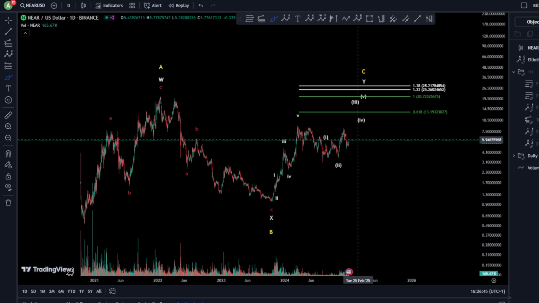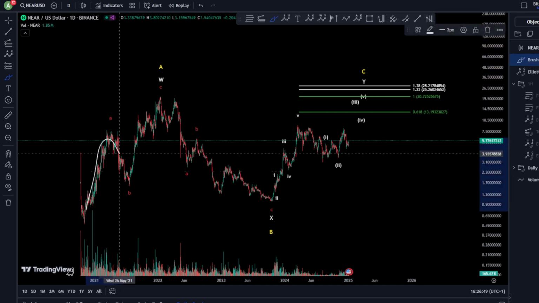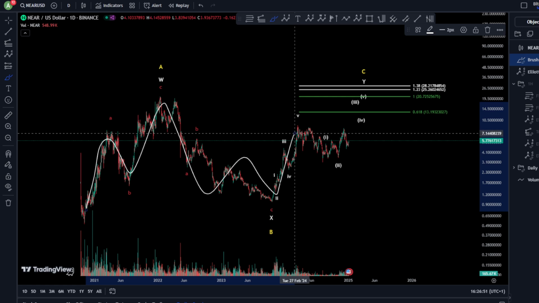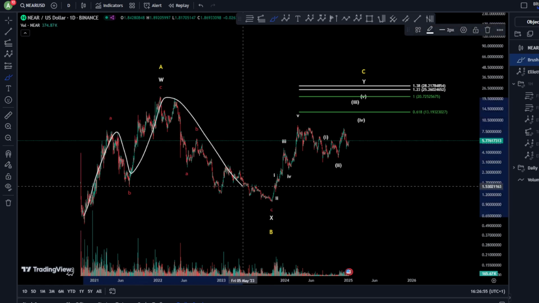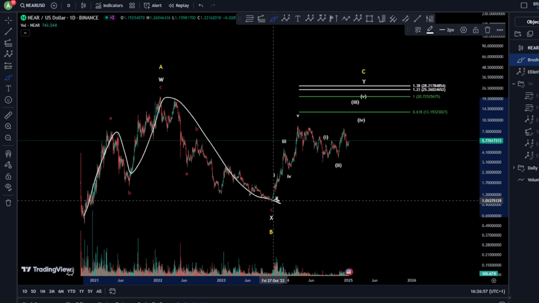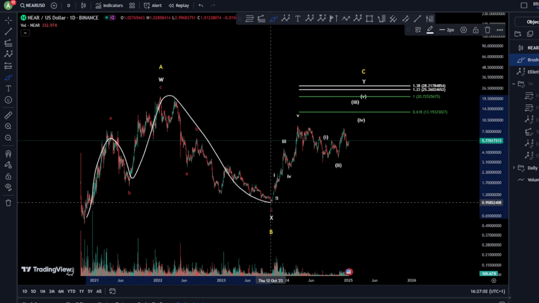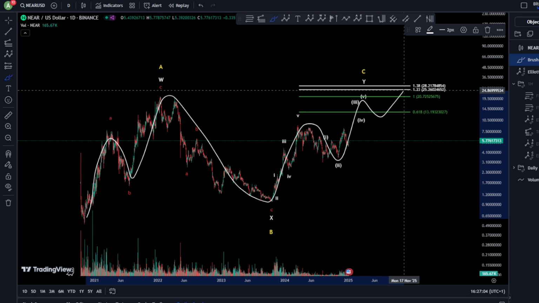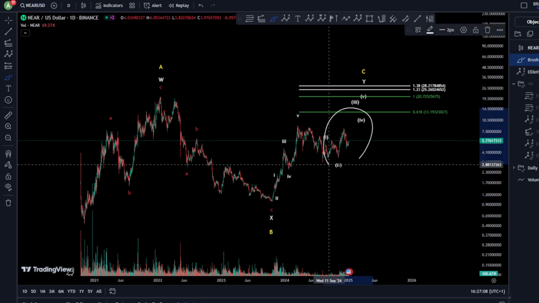By all means, in both case scenarios, WXY or ABC as a regular flat, we're talking here, because we took almost the high. We didn't take the low exactly. So that is a perfect regular flat, a very typical 1, 2, 3, 4, 5 with ending diagonal or with a zigzag. So we're gonna see what's gonna unfold.